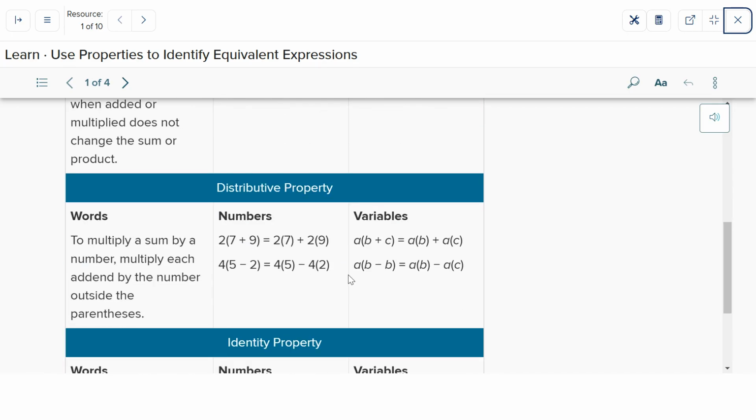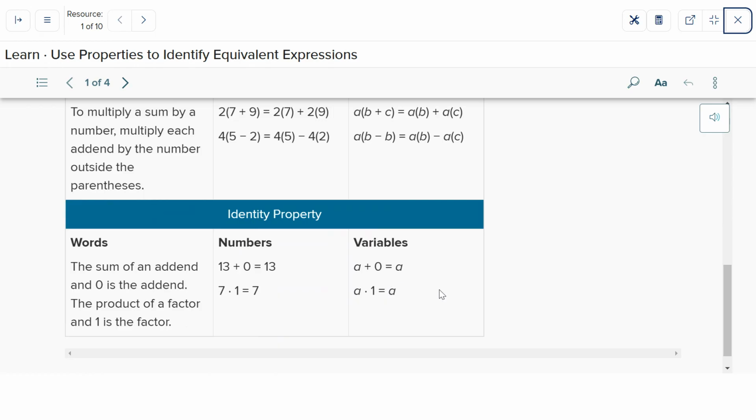And then the distributive property is what we worked on in the last lesson, 5-6. This is to multiply a sum by a number, multiply each addend by the number outside the parentheses. And so this is just reminding you how to distribute this out. So if you have 2 outside the parentheses of 7 plus 9, that's the same as 2 times 7 plus 2 times 9. And then it works here with subtraction as well. If you have 4 times 5 minus 2, that's the same as 4 times 5 minus 4 times 2. And that is true with these variable situations over here as well.